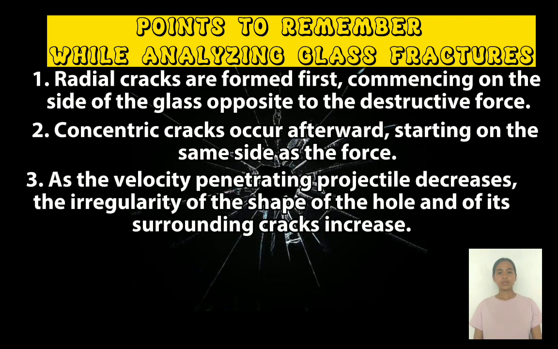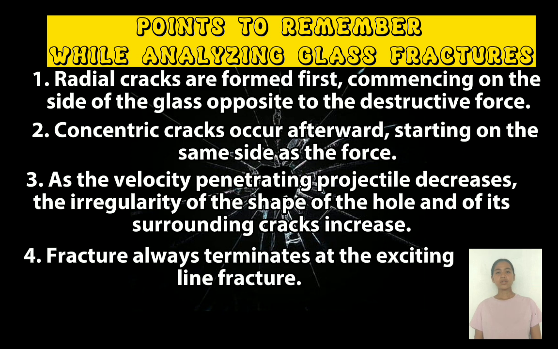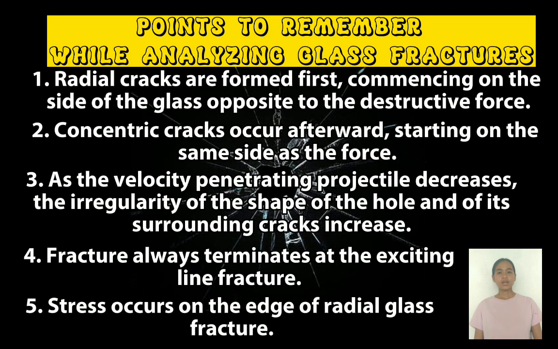As the velocity of the penetrating projectile decreases, the irregularity of the shape of the hole and of its surrounding cracks increases. Fracture always terminates at the existing line of fracture. Stress occurs on the edge of a radial glass fracture. And that could be all.